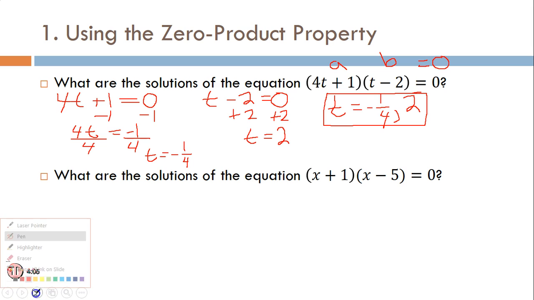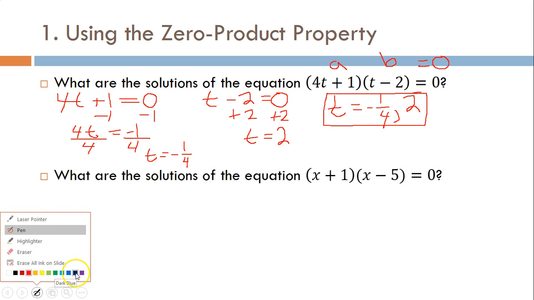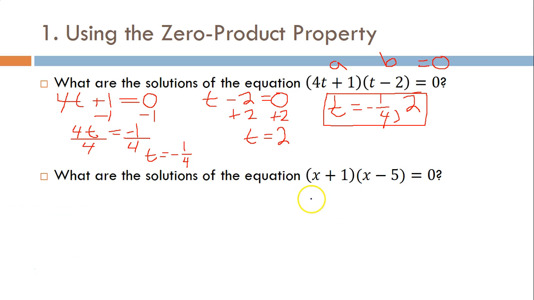The second example, I'll switch colors, that way we can get some variety here. Variety is the spice of life. I have (x plus 1)(x minus 5) equals 0. Again, if I multiplied this out, distributed, FOIL, whatever, I would get x squared, so that means there has to be at most two solutions. So I set each of these equal to 0 and then solve.